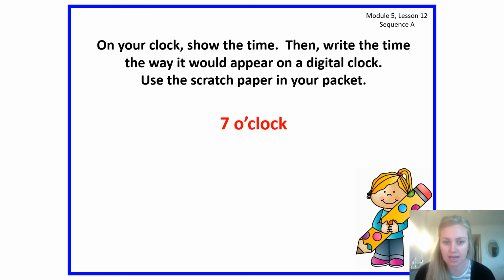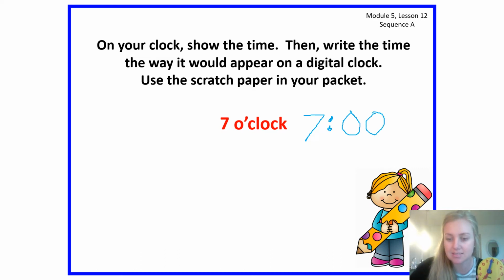You have 10 seconds. 10, 9, 8, 7, 6, 5, 4, 3, 2, 1. Your clock should look like mine. The hour hand is pointing to the 7. The minute hand is pointing to the 12. And on your scratch paper, 7 o'clock on a digital clock looks like this. Thumbs up if you got it.